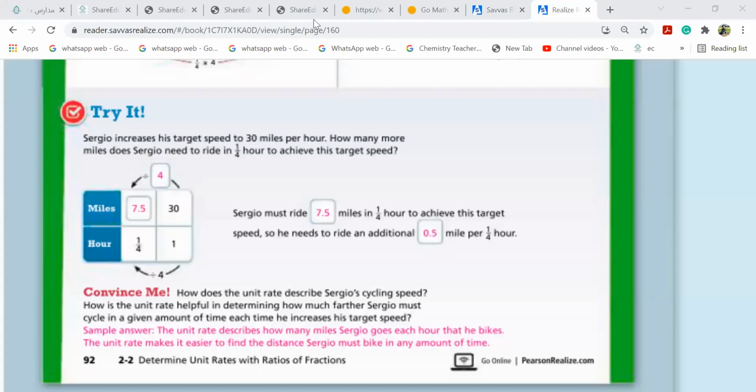Okay, so grade 7 girls, let us continue with lesson 2, 2.2, determine unit rates. We will determine unit rates with the ratios of fractions.